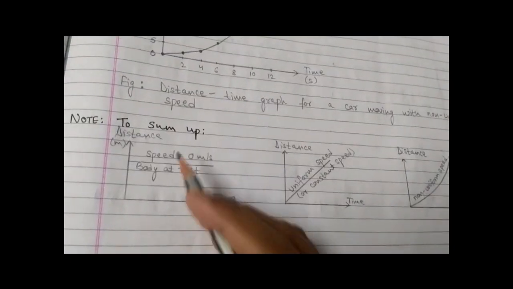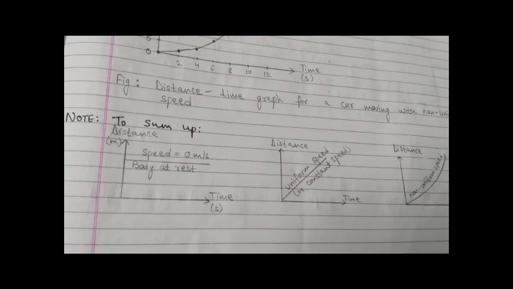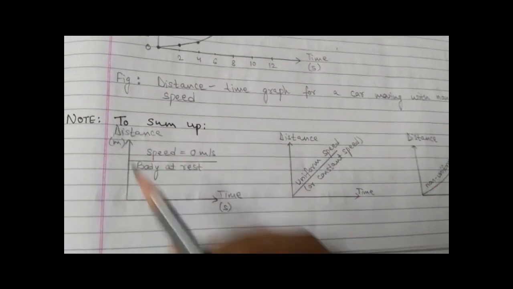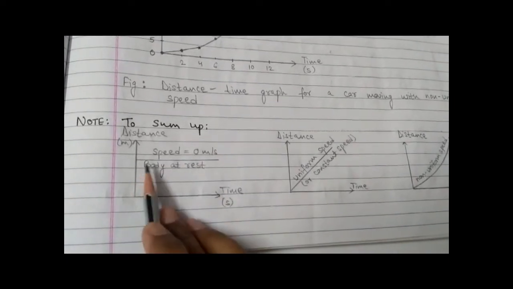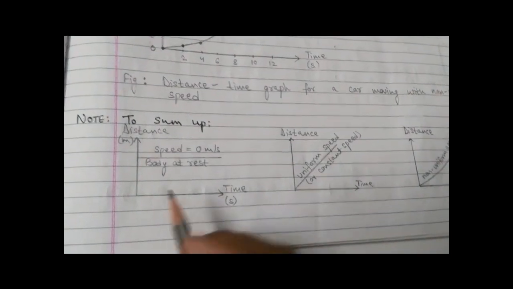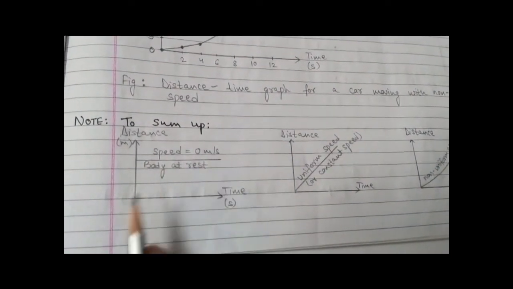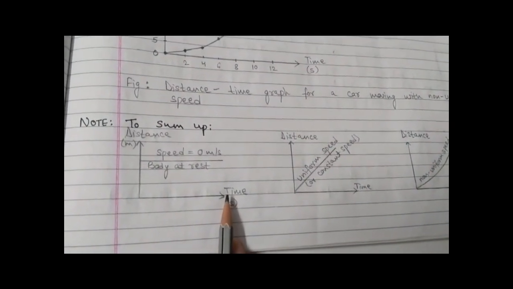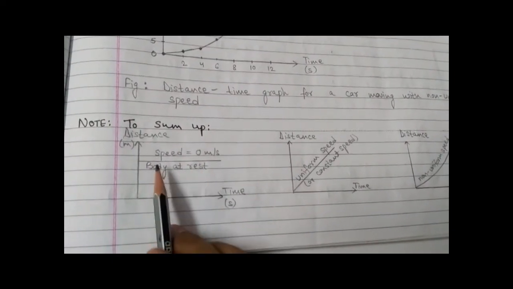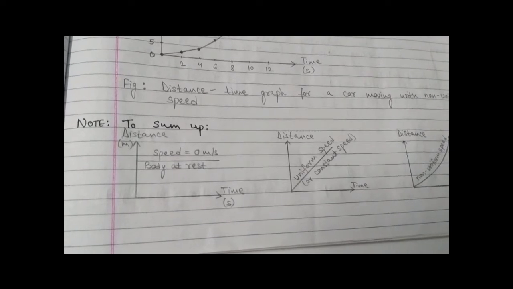Now students, to sum up the distance time graph discussion, see all these three figures. In the first, the body is at rest. Why? If we get a straight line parallel to the time axis in the distance time graph, then the body is at rest. That means the speed is 0 meter per second.